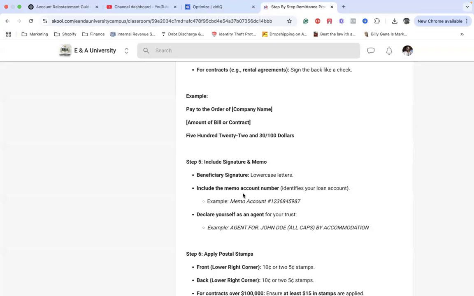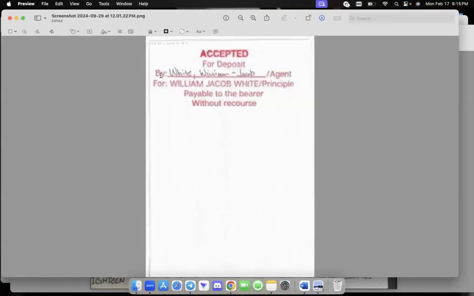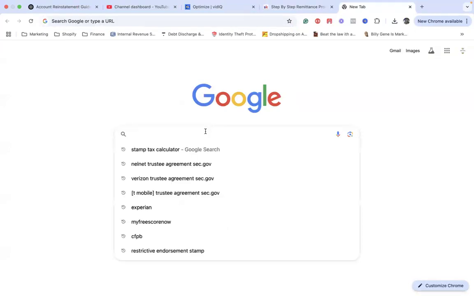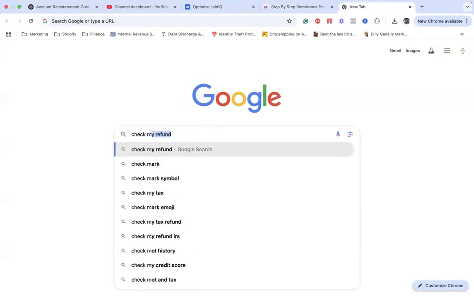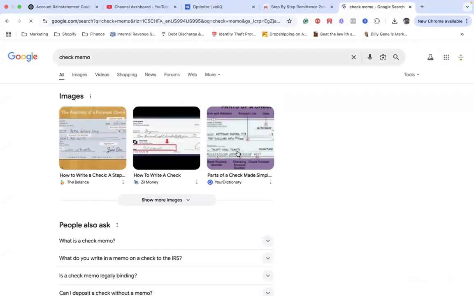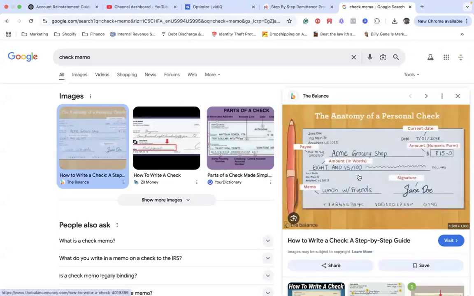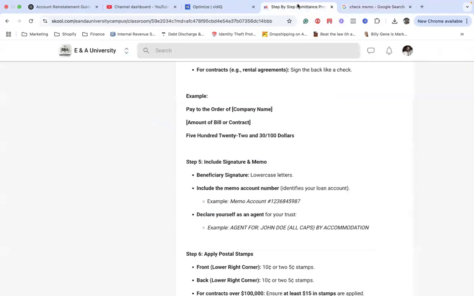And then you want to include in the memo the account number. And you guys are probably wondering, well, what do you mean by memo? When you look at a check, where's the memo ever go? So check memo right here. So basically, right on the bottom left of the instrument that you guys are using, you want to put the actual account number. Does that make sense?